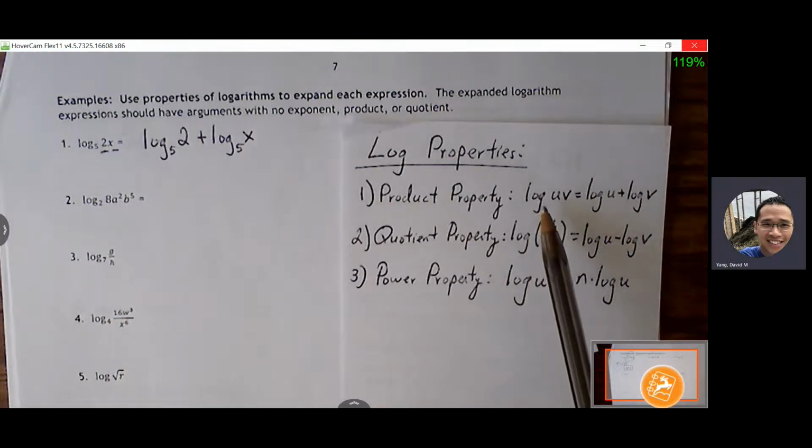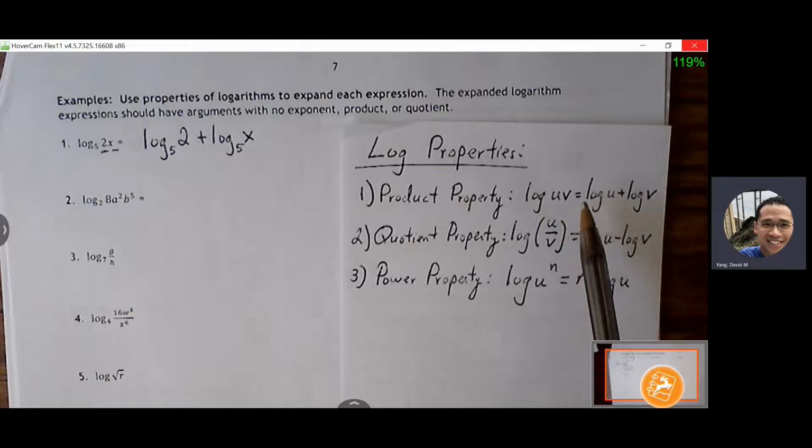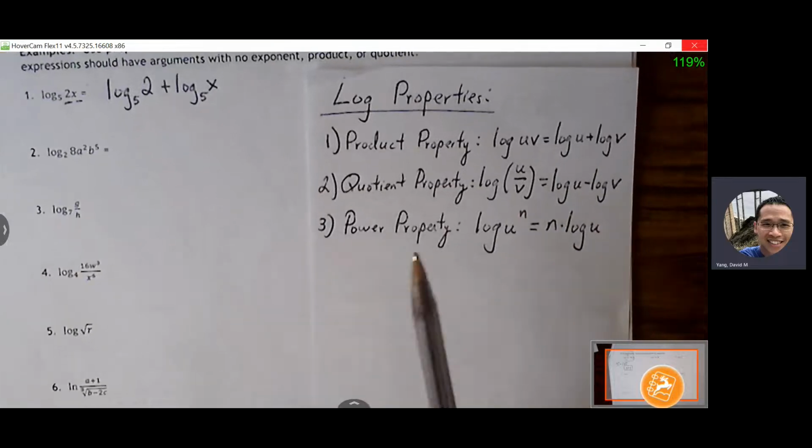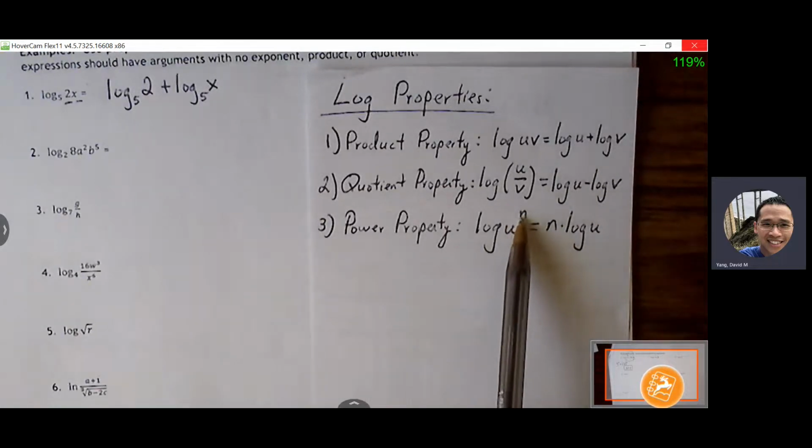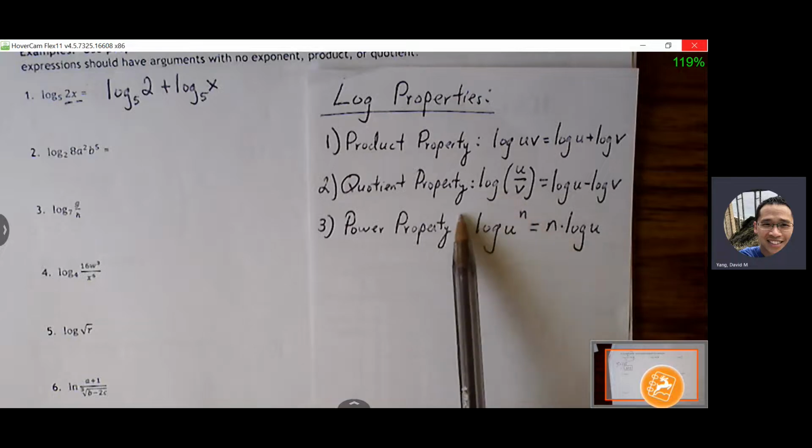Typically, if we're expanding, we're always looking to do product and quotient first. And then once we get that out of the way, we can worry about the power property. The power property is if we see any leftover exponents, we can drag them down in front.